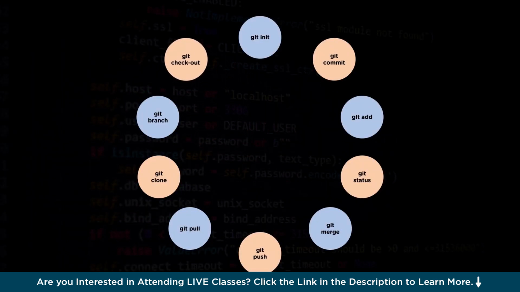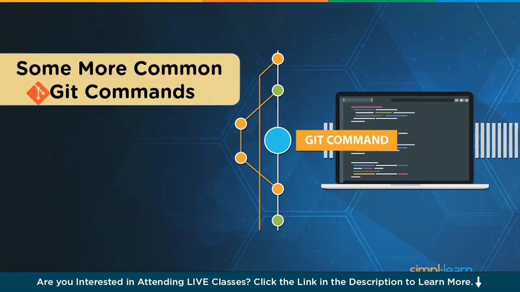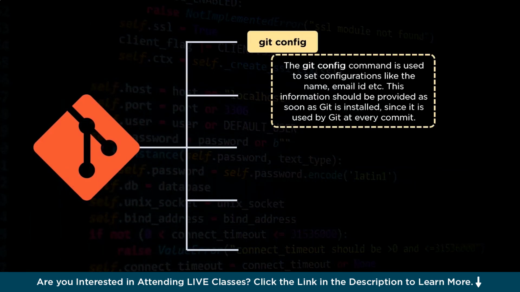Now, when we know the top 10 commands, let's have a look at another 5 commands that are used along with these commands while we work on Git. The first command in this section is the git config command. The git config command is used to set configurations like name, email ID, etc. This information should be provided as soon as Git is installed, since this information is used by Git at every commit. When we begin working with a Git bash, the first command we generally execute is the git config user.name command and git config user.email command.